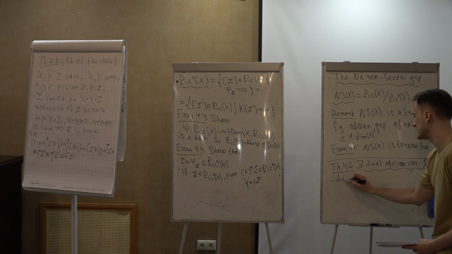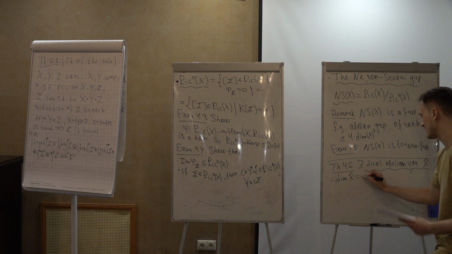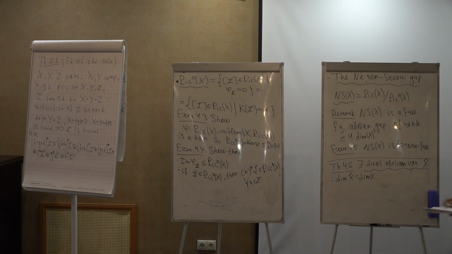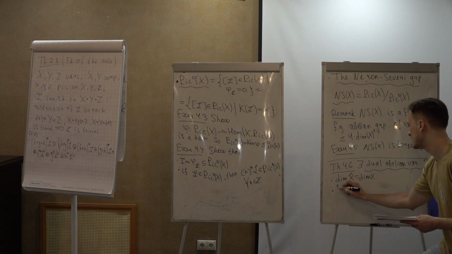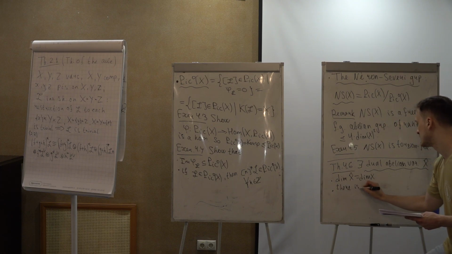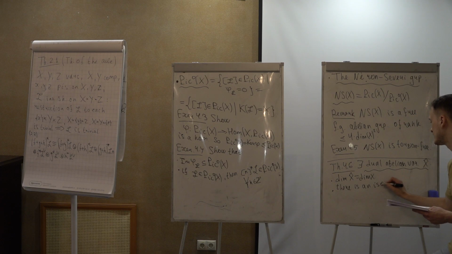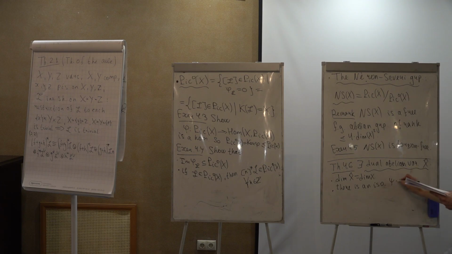So it has the same dimension, and as I said before, these are even isogenous. It defines an abelian variety structure on the Pic zero, so there is an isomorphism, let's call it psi, from X hat to Pic zero of X.